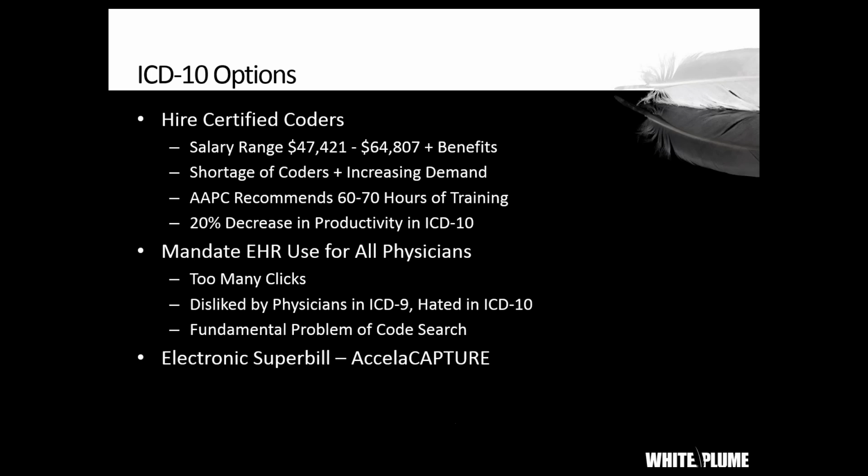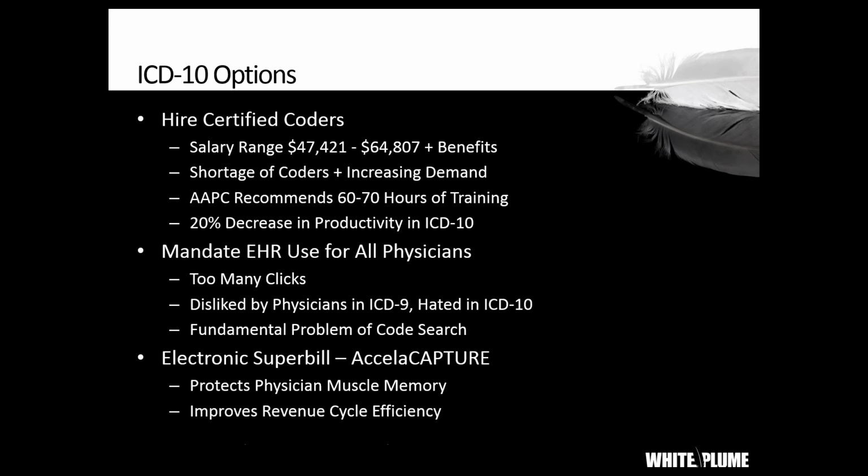So the third option, and I'm certainly biased, but I think this is the best solution for a busy ophthalmology practice, is to use an electronic superbill, because it can be designed in a way that protects the doctor's muscle memory, made to look like the paper superbill. That cuts down on the amount of training time required. It also makes it very fast for them to use when they're in a production environment. But at the same time, making sure we get the billing team the right code the first time so that the claim can get paid correctly and completely the first time.